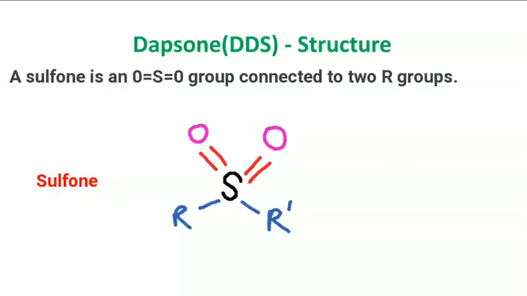First, dapsone is a sulfone. A sulfone has an S double bond O group connected with two R groups. This is the structure of a sulfone: you have two groups, R and R dash, and the sulfone group S double bond O. This is the basic moiety present in the structure, and dapsone belongs to the sulfone category. You have to remember that. If you remember this sulfone group, it is easy to draw and remember the structure of dapsone. Let's see what the structure actually is.